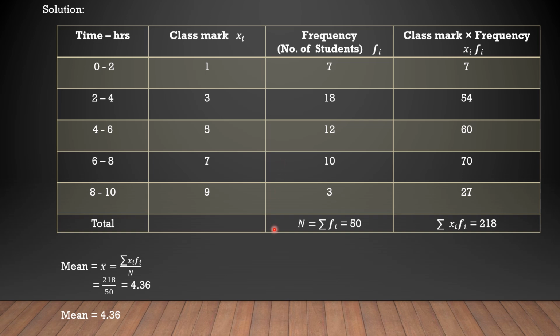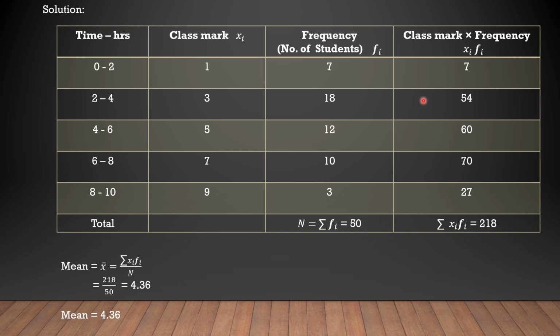We find the value of n. N is the total number of fi, summation of fi. So we add all the values: 7 plus 18 plus 12 plus 10 plus 3, which is equal to 50. So value of n, meaning summation of fi, is equal to 50.